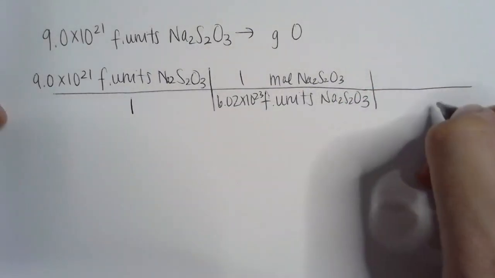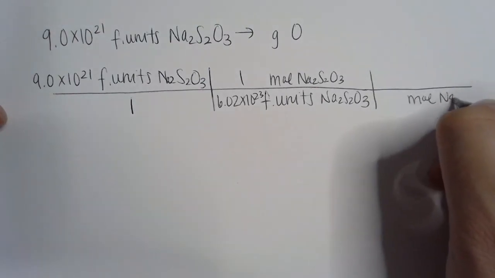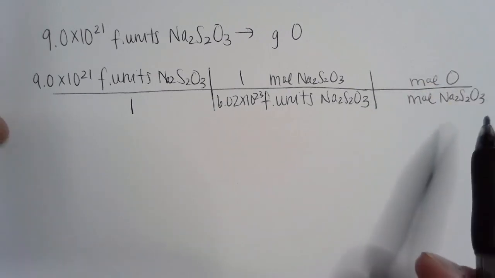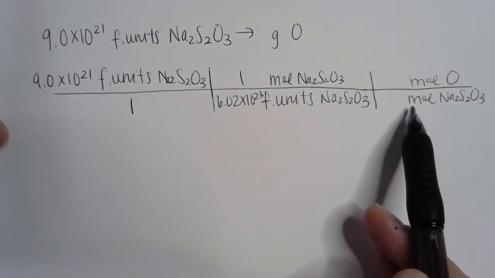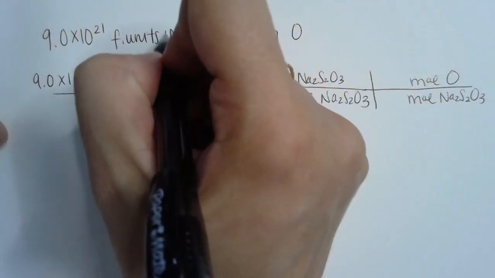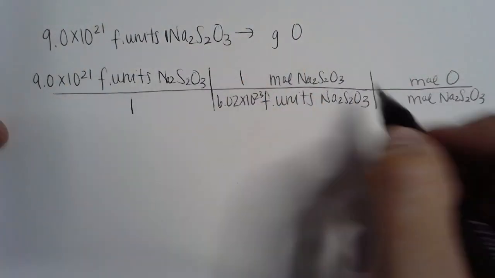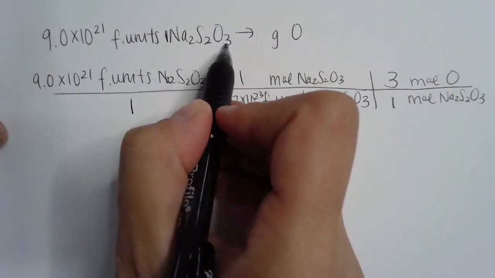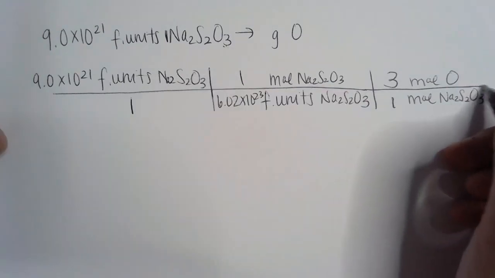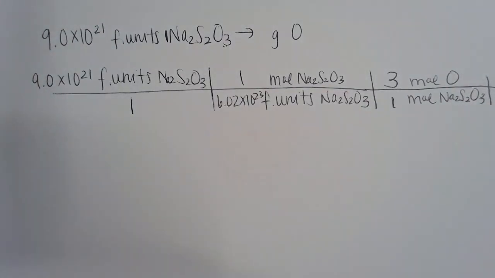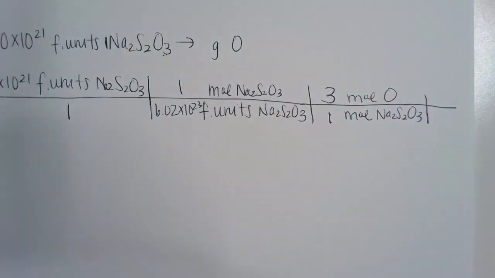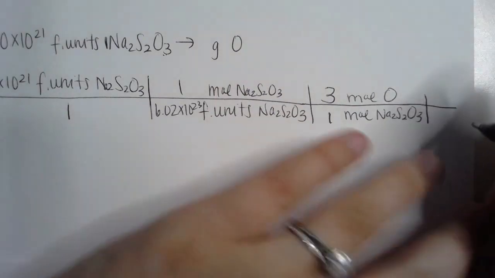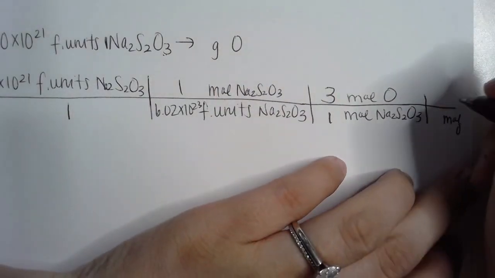So, moles of sodium thiosulfate to moles of oxygen. And here, if I look at this formula, 1 mole of this whole entire sodium thiosulfate formula unit contains 3 moles of oxygen. You have to look at the subscript to find that out. Once you're in that unit of moles, now you can convert to anything. Because I want the units of grams, let's convert moles to grams. Moles of oxygen to grams of oxygen.